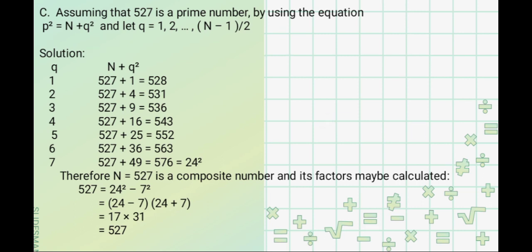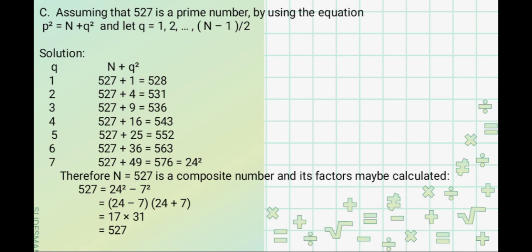So, the square root of 576 is 24, because 24 squared is 576. Okay, so therefore, our n, 527, is a composite number, and its factors may be calculated. So, we are going to use Fermat's method. What is the formula again? The formula of Fermat's method is n is equal to q squared minus p squared.